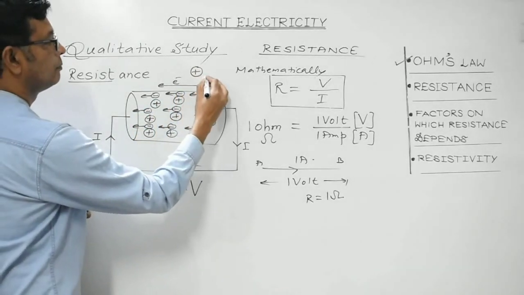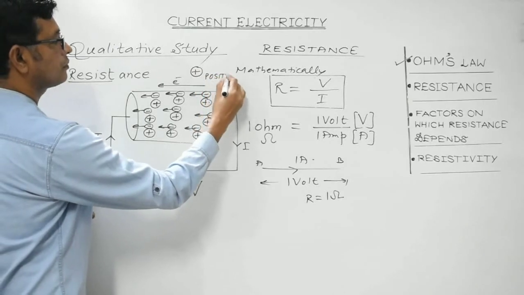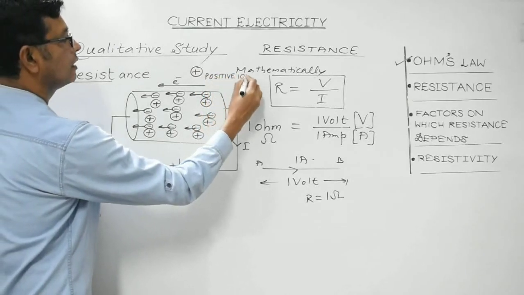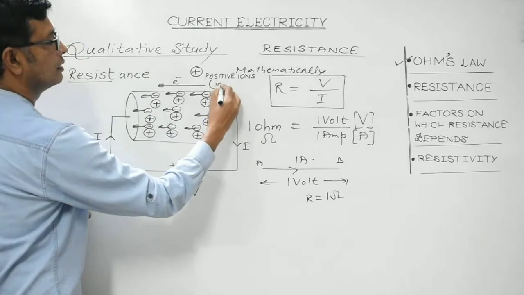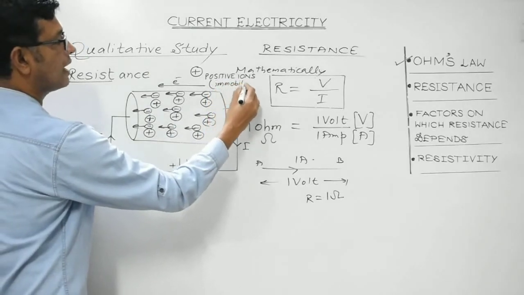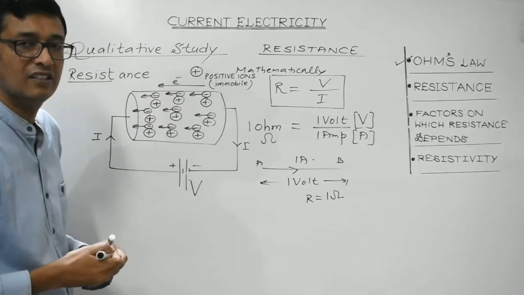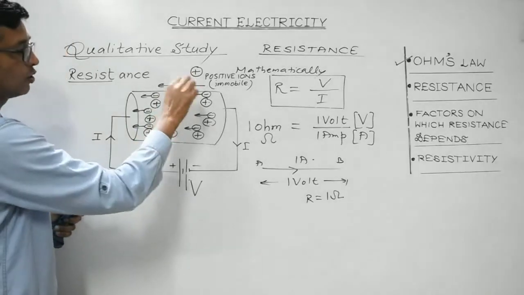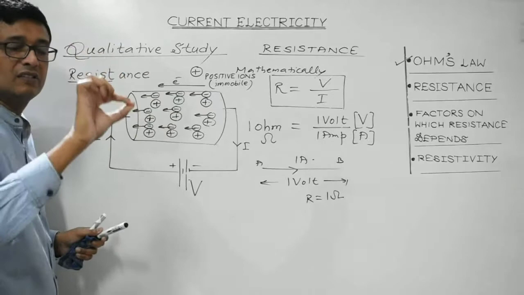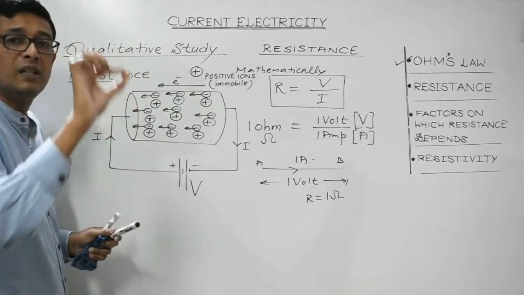Right? Now look, as I stated, these are positive ions. They are immobile. They don't act as charge carriers. Electrons only act as charge carriers. So what happens is, positive ions keep on oscillating like this, about the mean position.